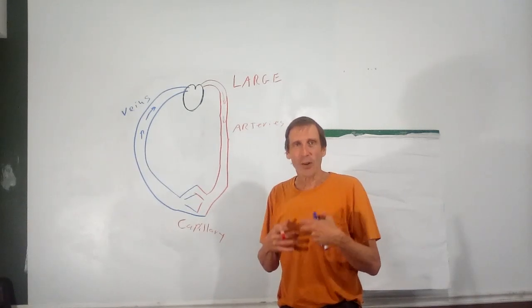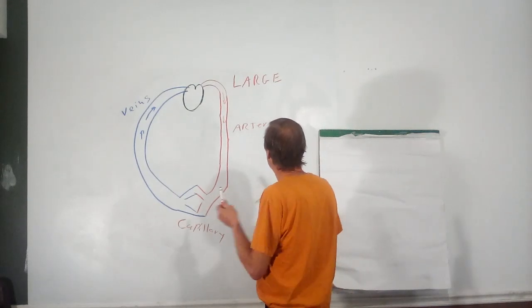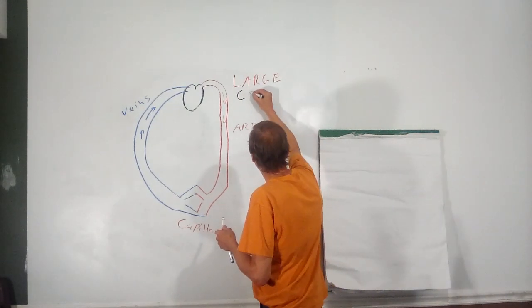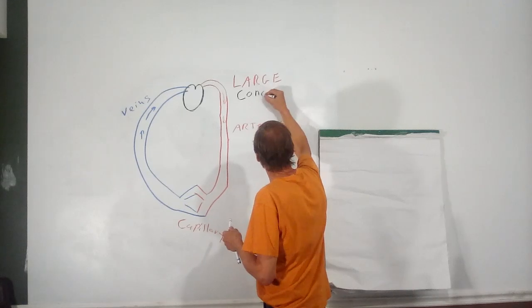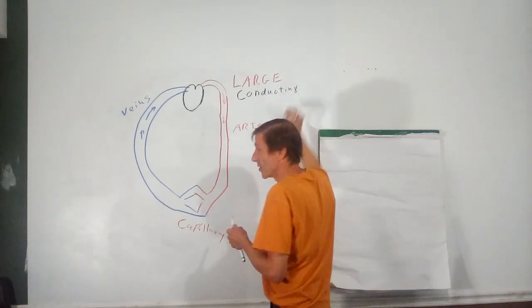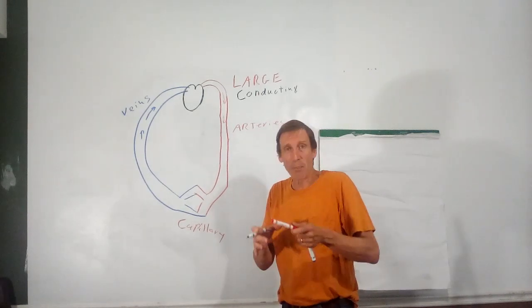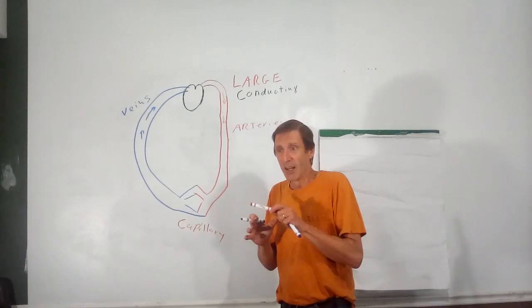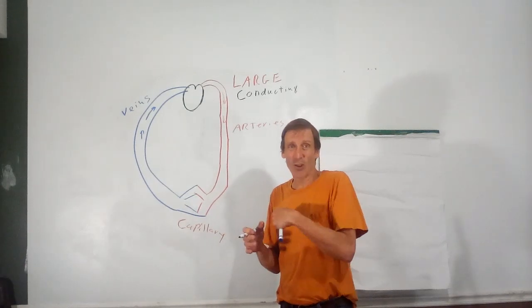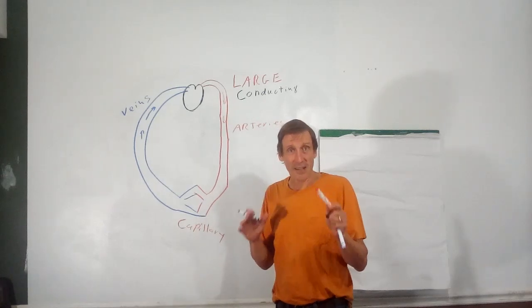So the large arteries are things like the aorta. They're sometimes also called conducting arteries, because their main job is to just move the blood along. They're very big in diameter. They don't have a lot of resistance. And actually, as we'll see, they don't do much actively. They're just like hoses. They just move the blood along. So that's, again, things like the aorta.